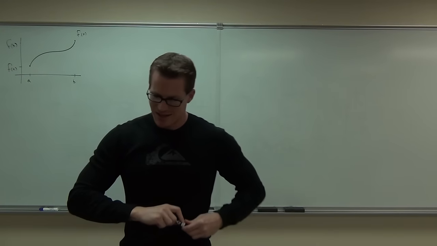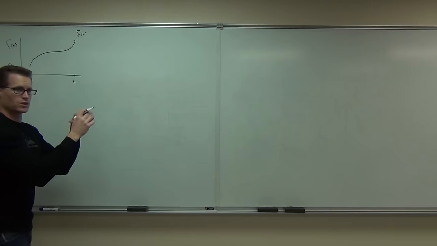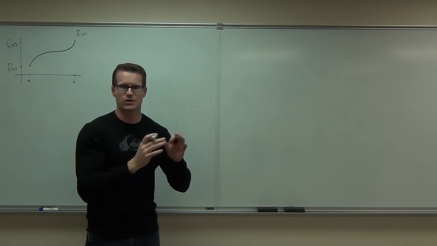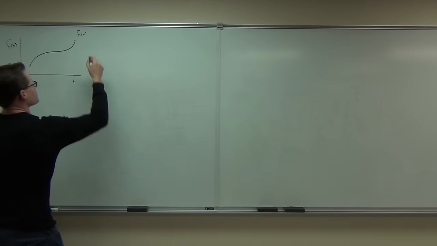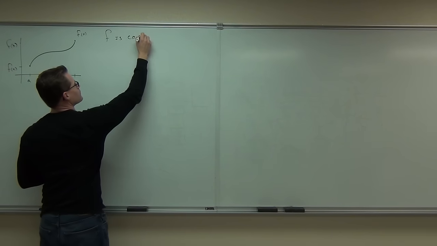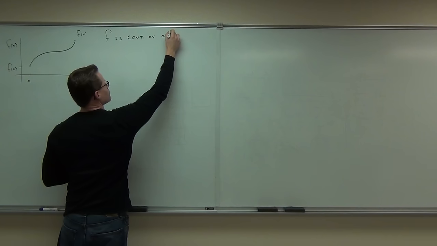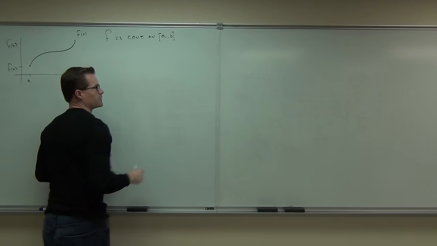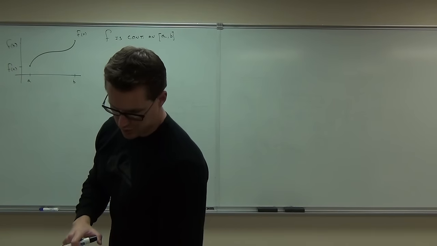Gives us our heights. Now here's the question. Firstly, let me say that f is certainly continuous. Do you see that f is continuous on the interval a b? So f of x is continuous. In fact, since it has those endpoints, we could say it's continuous on the closed interval as well.